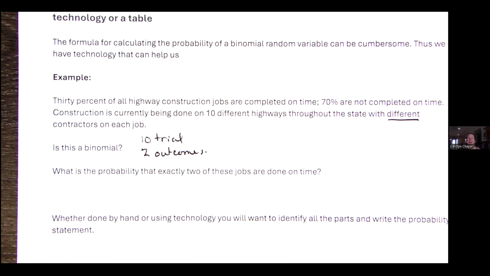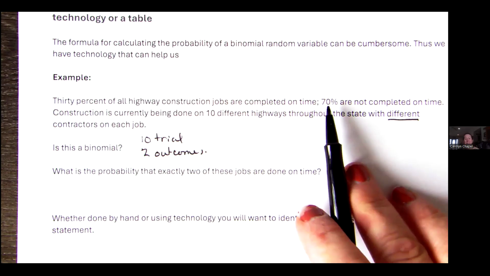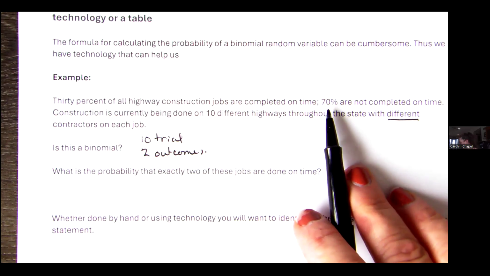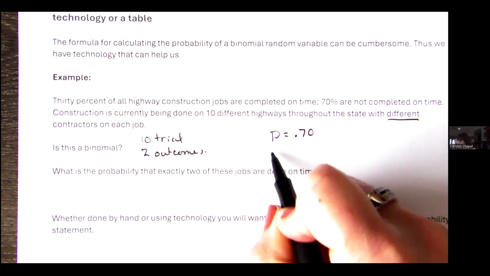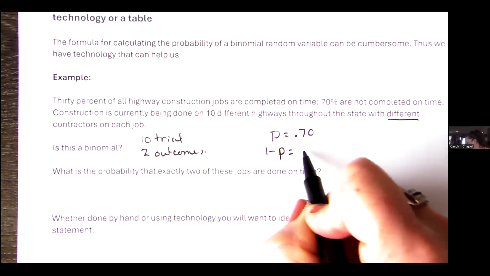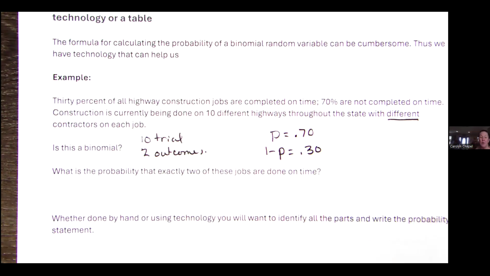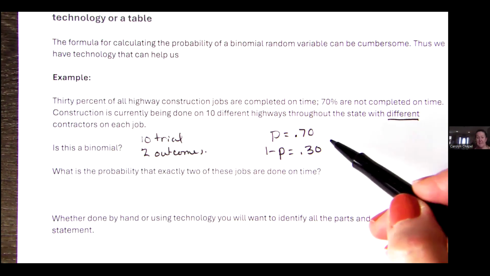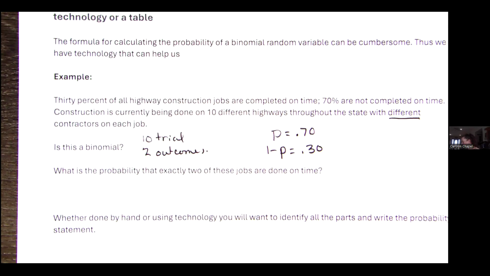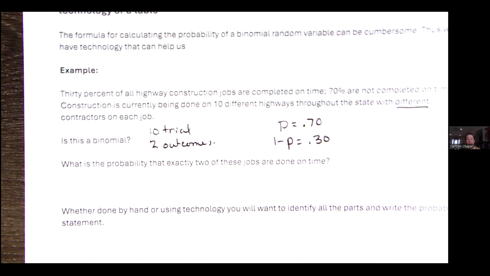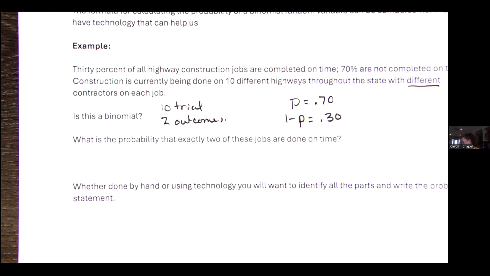Does the probability stay the same? Yes, it does. That probability of a success is going to be that 70%. So our P will be that 0.70. Our 1 minus P is going to be that 0.3 if we were using the formula. Now with the technology, all we need is that 0.7. So now we're going to use the technology and do a couple examples.